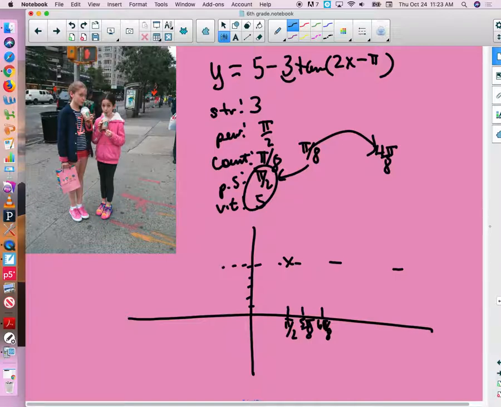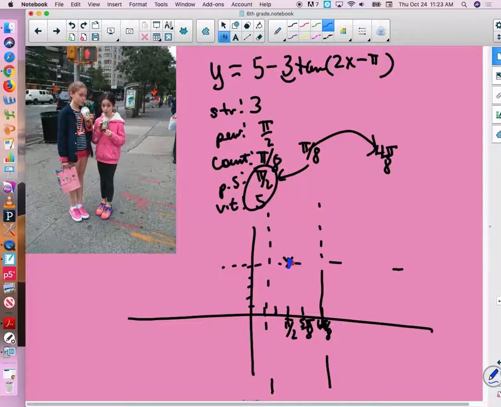I went out 2. What am I going to do now? I'm going to go back 2. I go to my starting place. I go out 2, asymptote, back 2, asymptote. Okay? The dot is going to be right on this line, and then Katie and I are going to wonder which way we draw it.